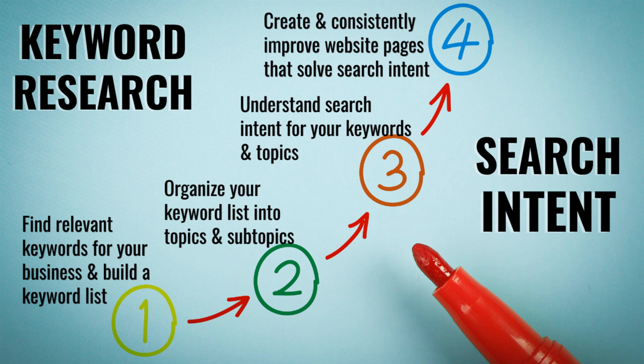So getting started, I want to go through my step-by-step keyword research process. Basically just 4 steps here. I usually try to find relevant keywords for my business and build a keyword list based on the products or services that I'm offering. So you need to really understand what it is that my business offers. Next, you want to organize your keyword list into topics and subtopics. From there, you want to understand search intent for the different keywords and topics that you've come up with. And then last but not least, so we can rank in search engines and so we can target keywords with our PPC advertising campaigns through Google Ads and other advertising platforms, we want to create and consistently improve website pages that solve for search intent.